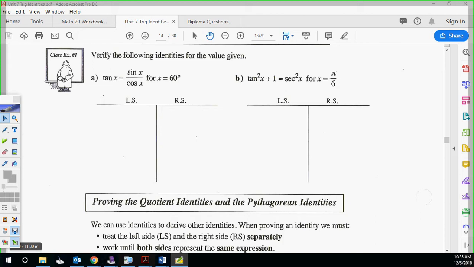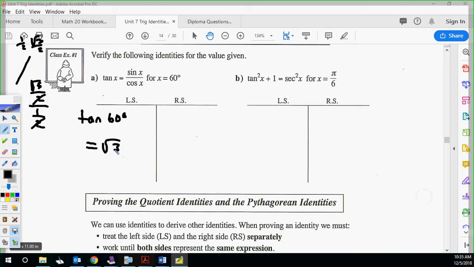So tan x, we know what tan of 60 is. How do I know this, guys? Remember, at 60, root 3 over 2 is your y, and 1/2 is your x, right? So it'd be root 3 over 2 over 1/2. So it's just root 3. So tan of 60 is simply root 3, and we'll just stop there for the left side. That's the value of tan 60.